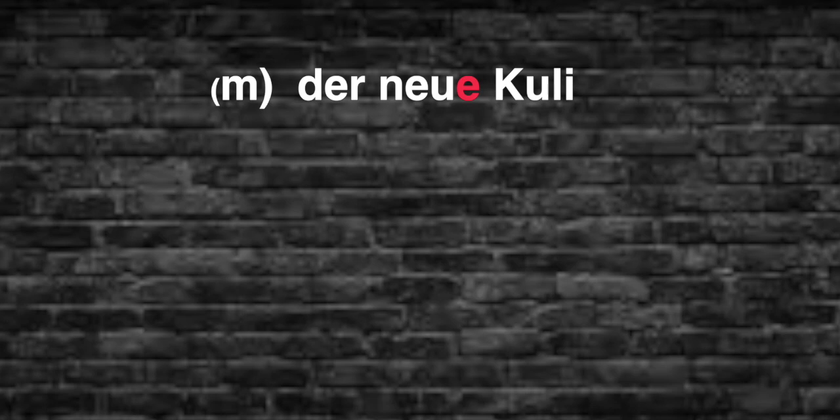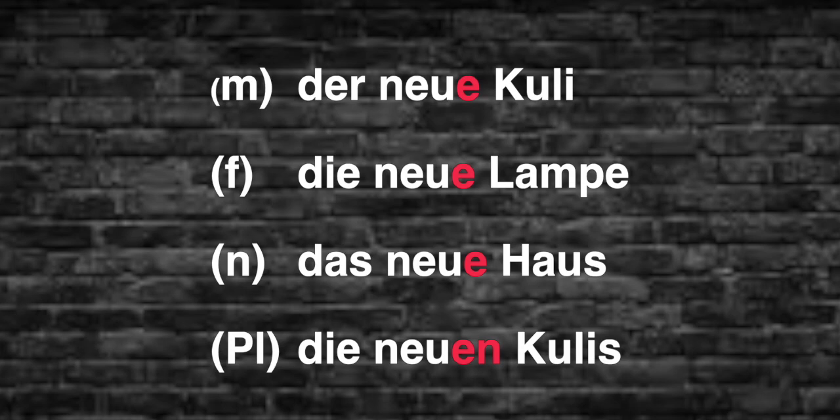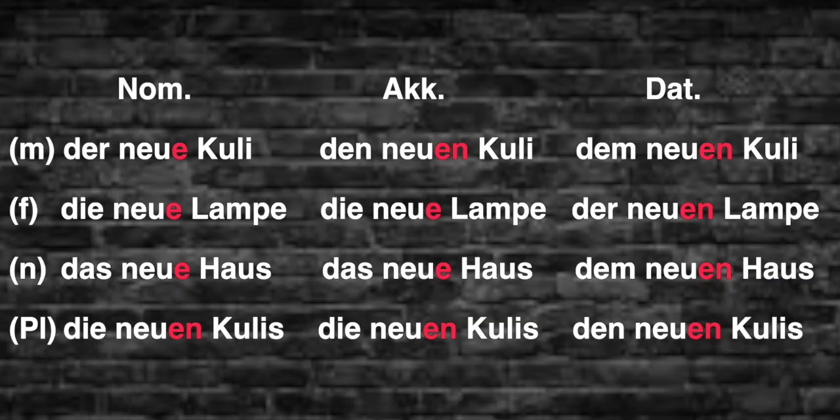Now I'm going to show you all 5 declension tables. The first table is for definite articles. So you have the masculine der, the feminine die, the neutral das, and of course the plural article die. As for the examples I'm using, I chose der neue Kuli, die neue Lampe, das neue Haus, die neuen Kulis. So it's very simple. It's the new pen, the new lamp, the new house, and the new pens for the plural. So here's the declension table, and I'm just going to read it for you.